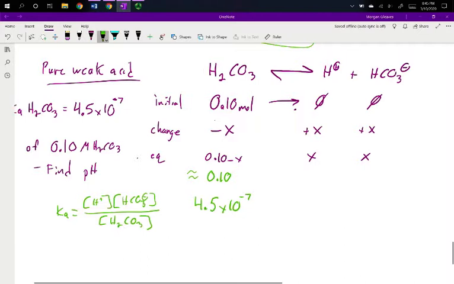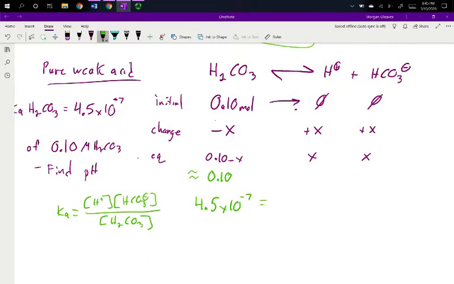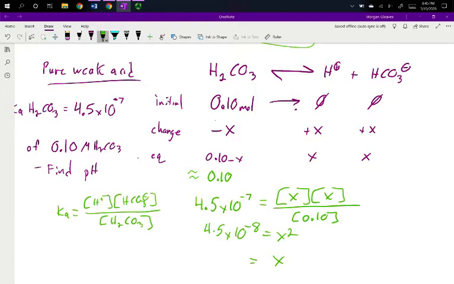And so our Ka, 4.5 times 10 minus 7, that's going to equal X for our H plus, X for our bicarbonate, all of that over 0.10. This will give us 4.5 times 10 to the negative 8 equals x squared. X is going to equal 2.12 times 10 to the minus 4. So we take the square root of both sides to solve for x.